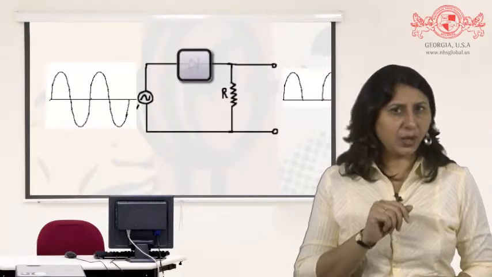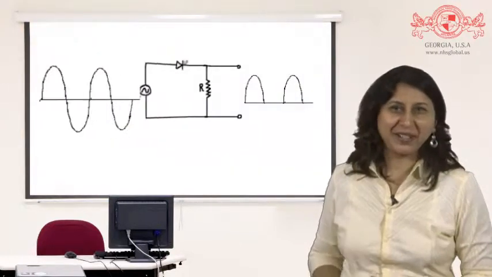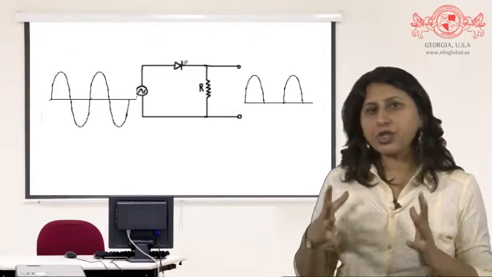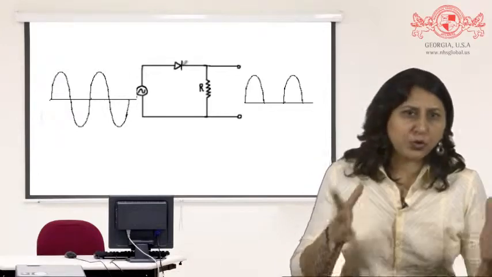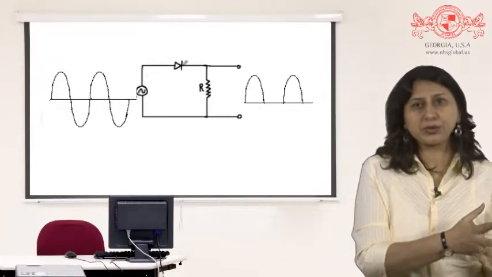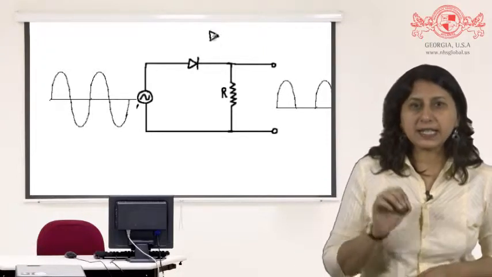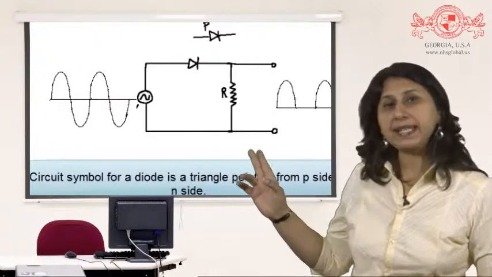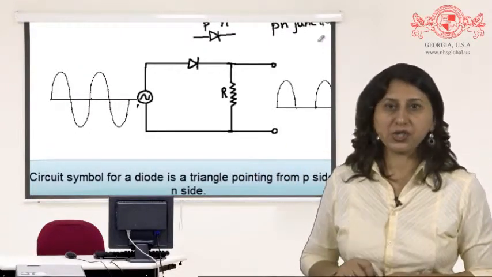Can you guess what could be inside the box? Yes, you got it. Right, it is a diode. Let us talk about how the junction diode behaves as a rectifier, why it allows only the positive half cycle to go through and why it stops the negative half cycle. The circuit symbol for a diode is a triangle pointing from the P side to the N side. A diode is a p-n junction.